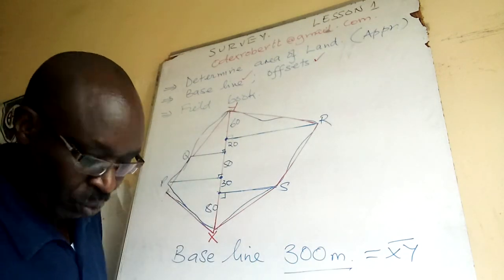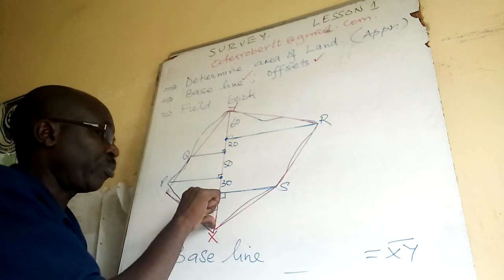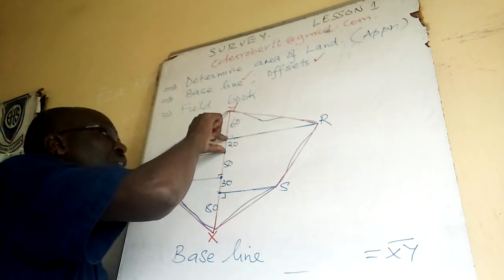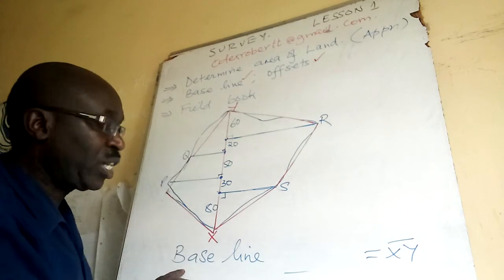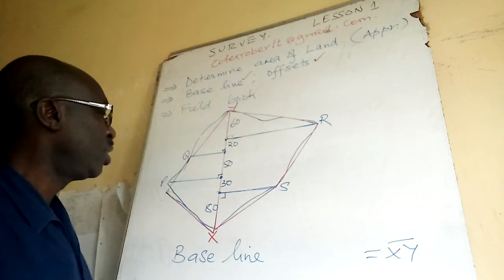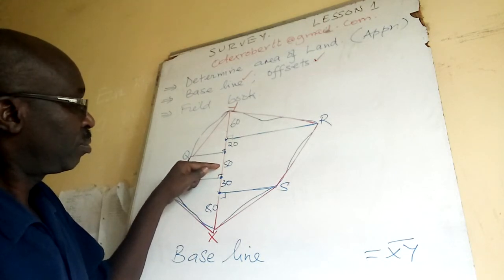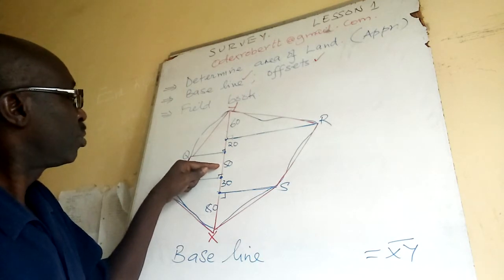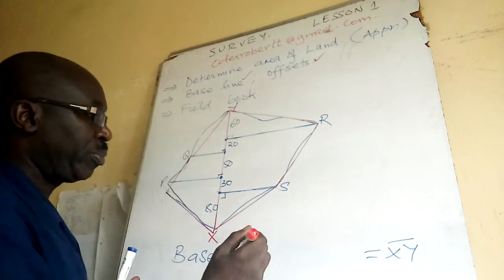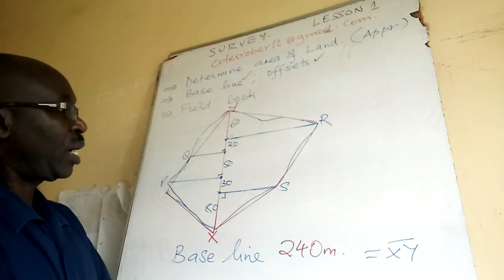So we are measuring these small pieces. From here to here, 80. This section here, 30. This part here, 50. This small one here, 20. And this is 60. So that is what constitutes the baseline. That is what gives you the length XY. Let us check: 80, 110, 160, 160 plus 20, 180, and that 240. So my baseline would essentially be 240 meters.